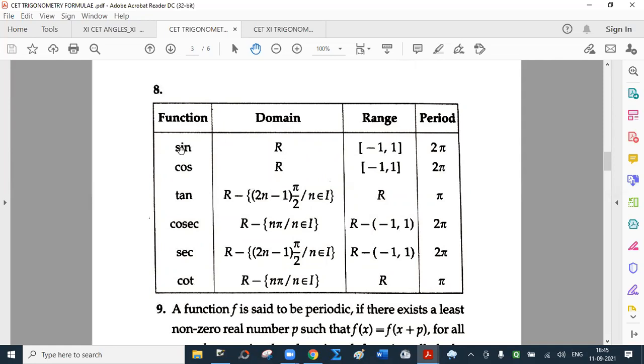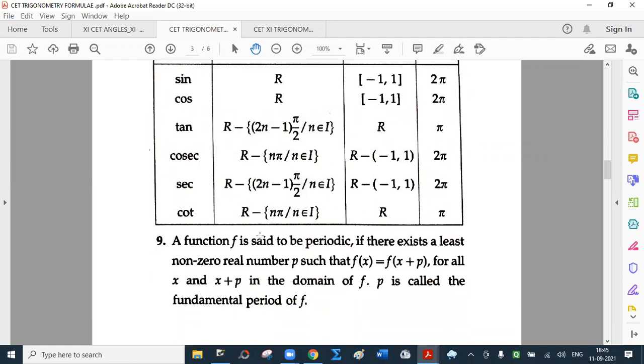Domain means the set of values which can be assigned to the angle in sine x. x can be any real number, so the domain is R. What is the range? The set of all values of sine x: max 1, min -1. And what is the period of this function?